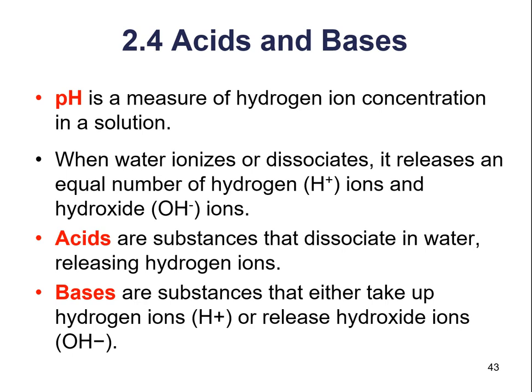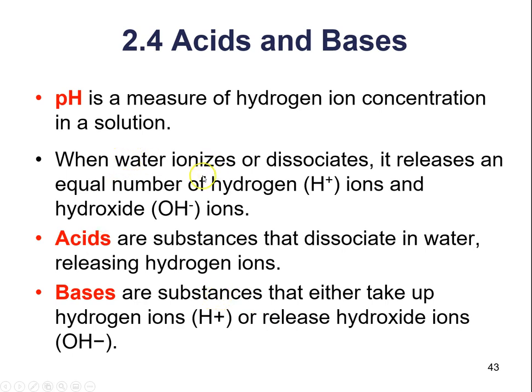Bases, when they dissociate, bases will either take up hydrogen ions, therefore decreasing the amount of hydrogen ions, or they'll actually release hydroxide ions. So a base is anything that has more hydroxide ions, right? And an acid has more hydrogen ions.